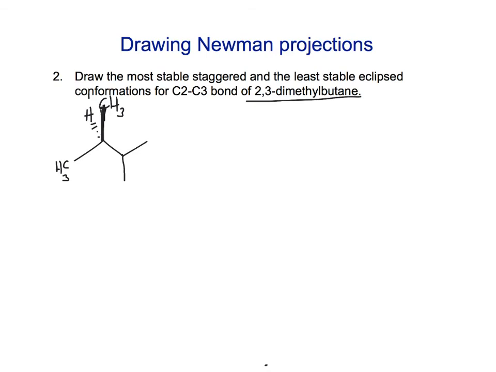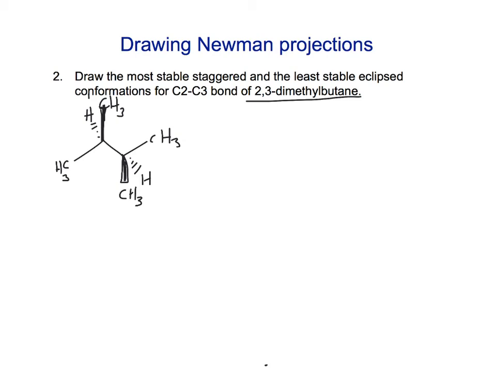Now the other methyl group I could draw either way as well. I'm just going to choose arbitrarily to draw this one also as a wedge, and our hydrogen as a dashed line. I'll draw in this methyl group as well.